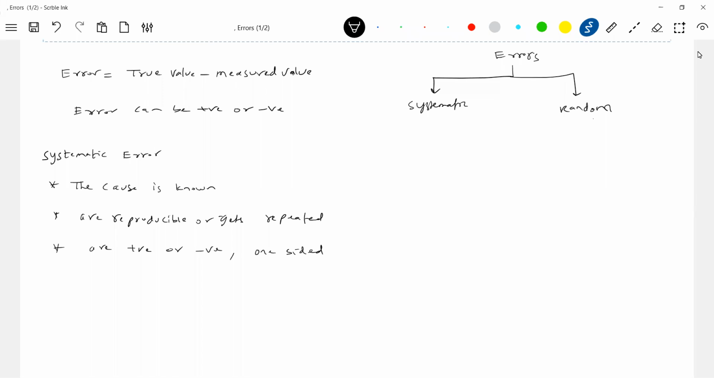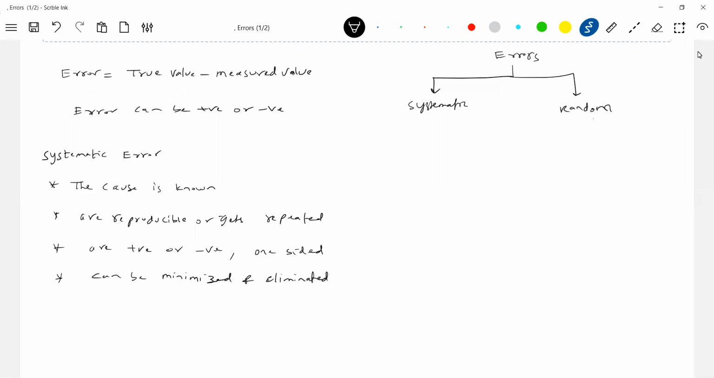So these are the causes known, so I know the exact cause why it has happened. They are reproducible. They get repeated again and again. You do it any number of times, they'll get repeated. And if you minimize them, they can be eliminated. Okay, this is some general thing.